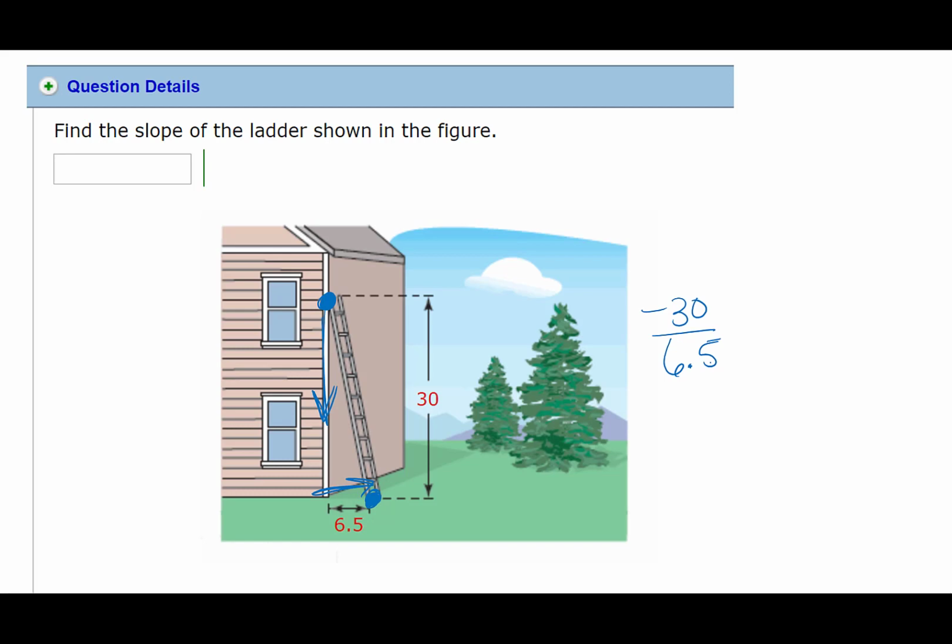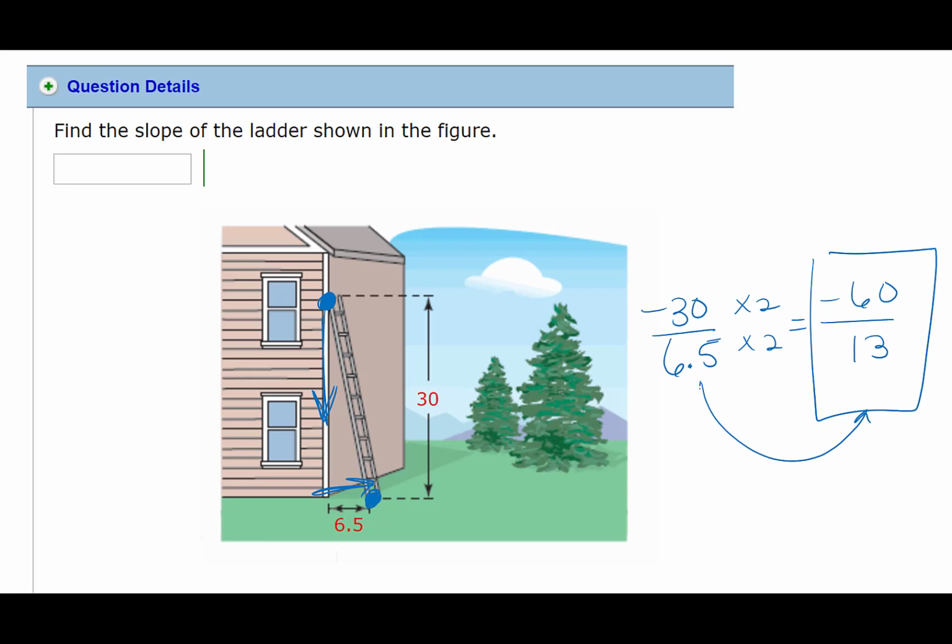Now that is the correct answer, but this is not the format that WebAssign wants it. It's because it's a fraction that has a decimal in it. So the easiest thing to do is multiply each of these by 2, just so that we can get a fraction that does not have a decimal in it. So negative 60 over 13 is the answer that WebAssign is looking for, instead of the fraction negative 30 over 6.5, but those 2 fractions are the same value.